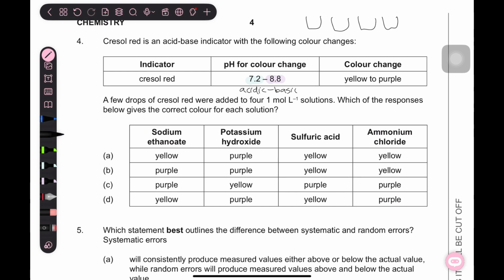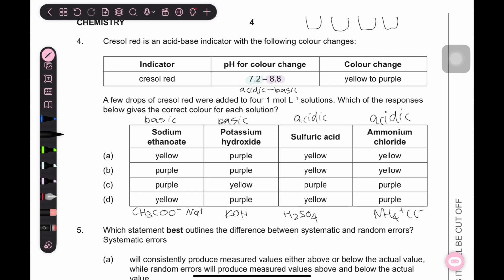So the first thing I'm going to identify is which of these so-called solutions is acidic or basic. So I know sodium ethanoate is basic, CH3COO minus Na plus. I know that potassium hydroxide is a strong base, KOH. I know that sulfuric acid is basic. Sorry, acidic. And I know that ammonium chloride is also acidic.